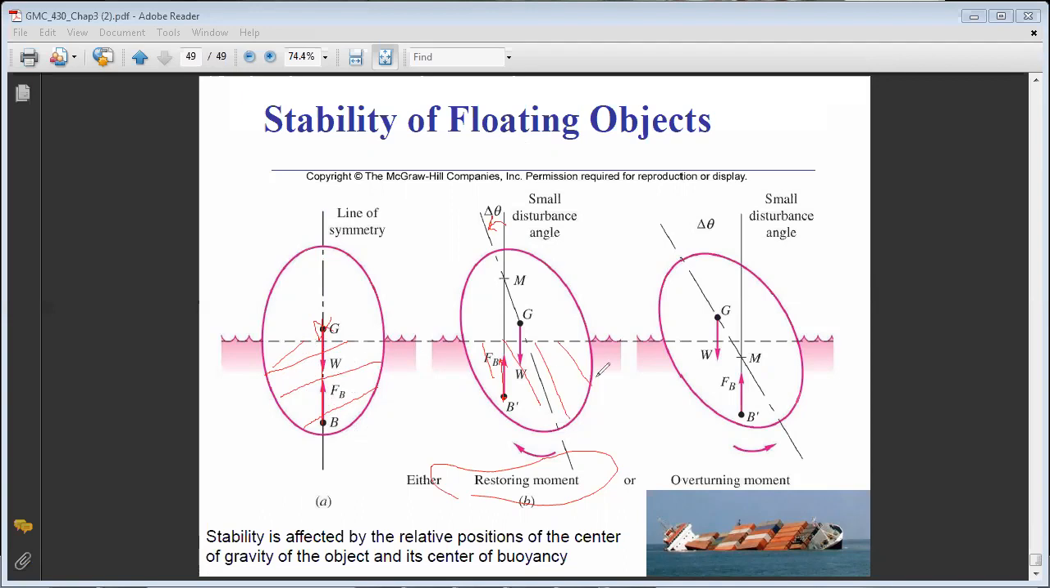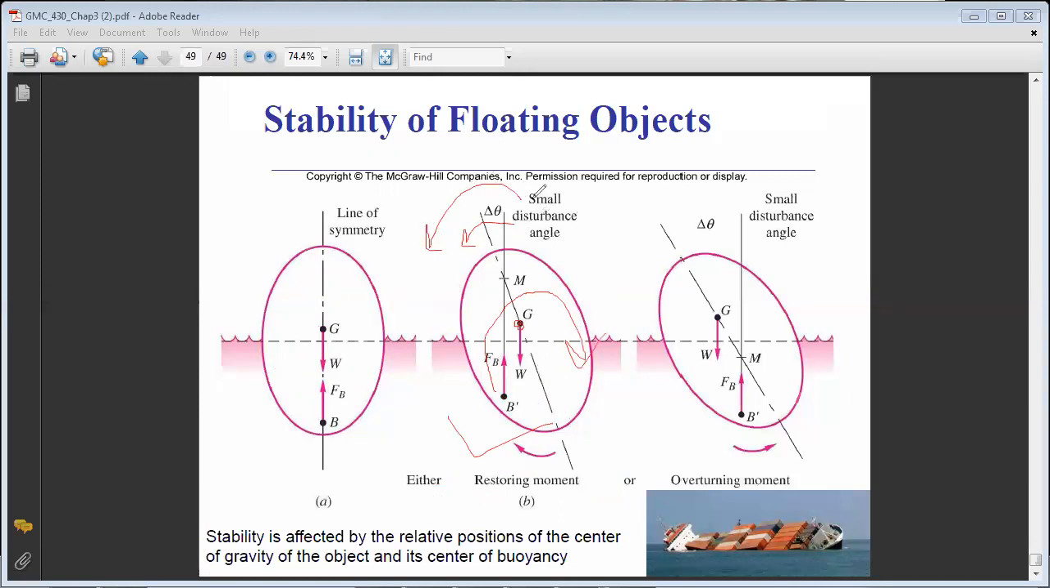So here, if you look at this figure, when you have a small tilt, the volume that is submerged will be different. Therefore, the buoyancy magnitude and its location will also be different. Now, if I draw the buoyancy force and the weight, by doing this tilt, the buoyancy force will now have a moment about G. What is good in this example is that the moment of the buoyancy force about G is clockwise, which is opposing the tendency of the disturbance.